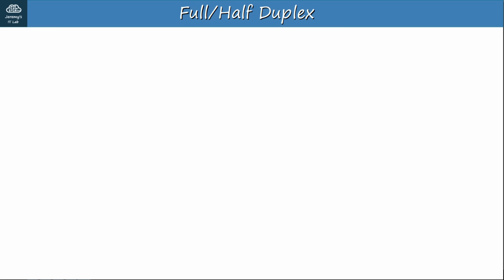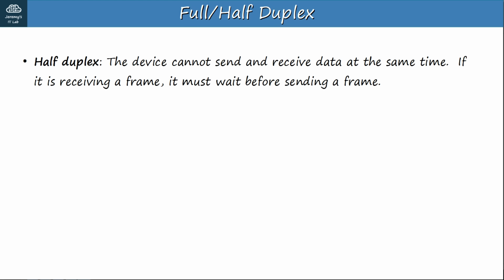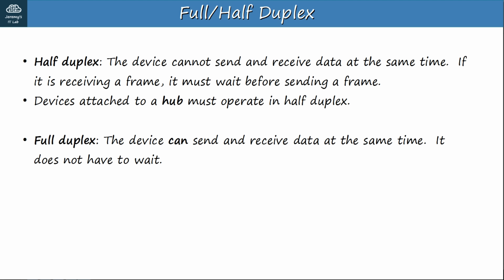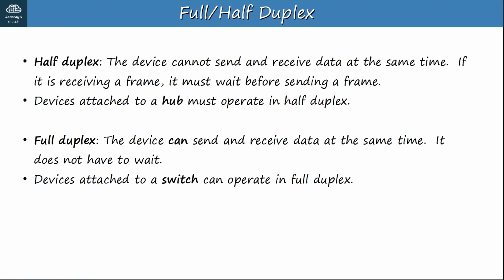So let's review half and full duplex once more. In half-duplex, the device cannot send and receive data at the same time. If it is receiving a frame, it must wait before sending a frame. Devices attached to a hub must operate in half-duplex. In modern networks, you're probably not going to use a hub, but it's a possibility. In full duplex, the device can send and receive data at the same time. It does not have to wait. Devices attached to a switch can operate in full duplex.